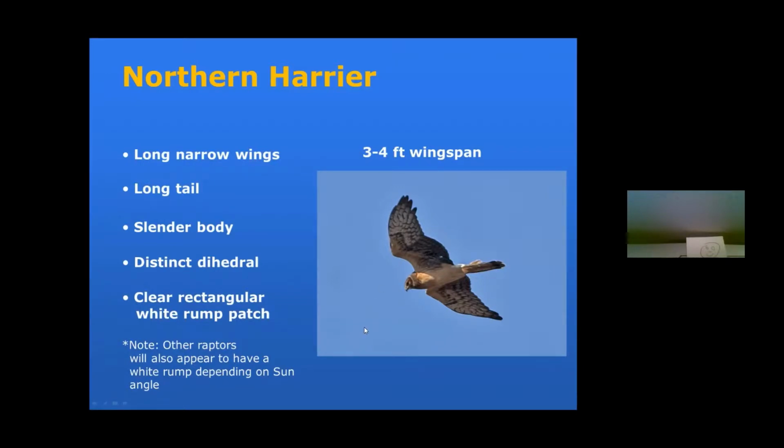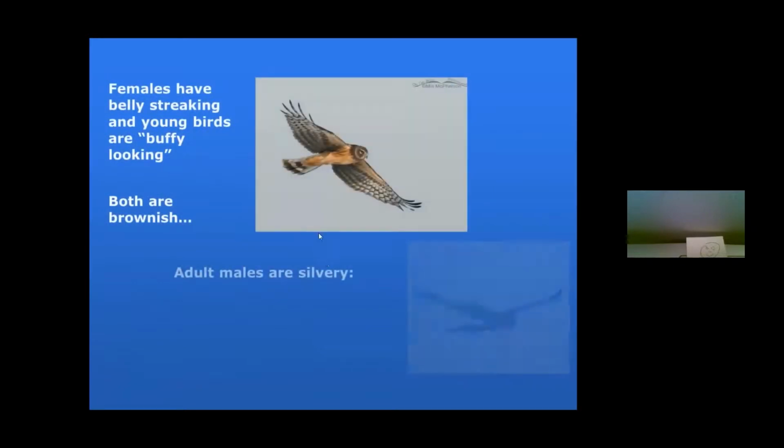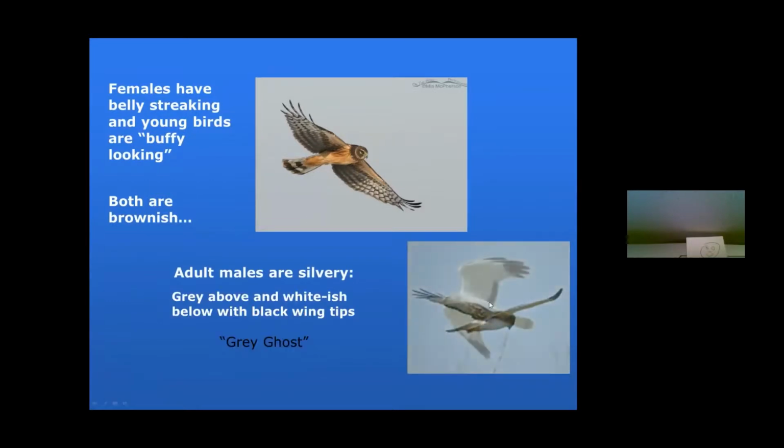So of course, the most distinctive feature, other than these features, slender body, long tail, long narrow wings, where it's flying, where it's hunting, will be the white rectangular rump patch, which you will see on the next slide, I hope. The females have belly streaking. Females and immatures are a little harder to tell in flight, depending on distance. Both are brownish. Adult males, we call them the gray ghost because they have these beautiful black tips. If you see a male harrier, it's a stunning sight. Just beautiful bird. Black wingtips.